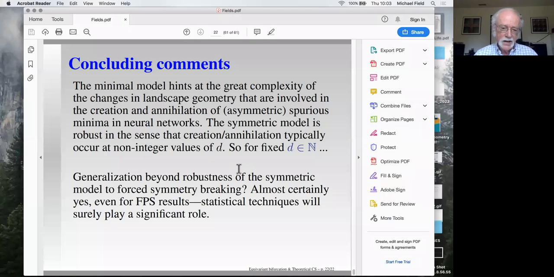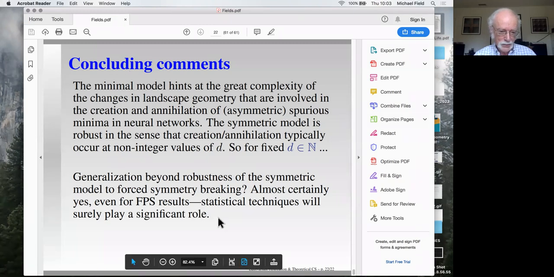Okay. Now, you're going to say, oh, this is very special, right? Fair enough. Generalization beyond robustness to force symmetry breaking, almost certainly yes, even for the fractional power series results. Statistical techniques, though, will play a significant role. I obviously am not going to say any more.